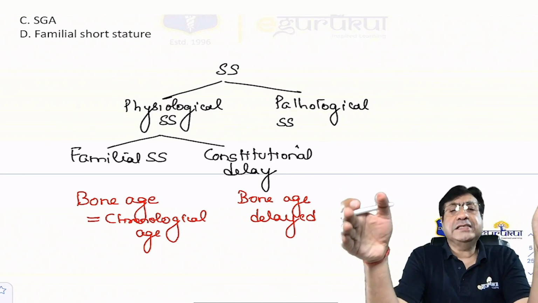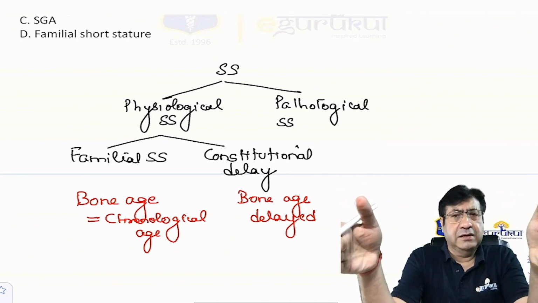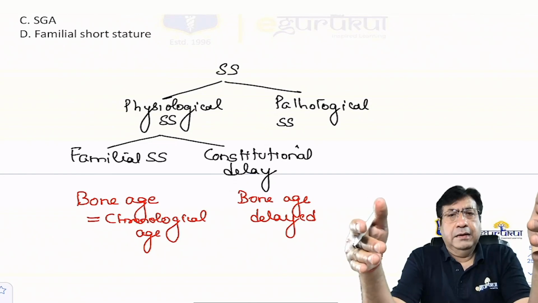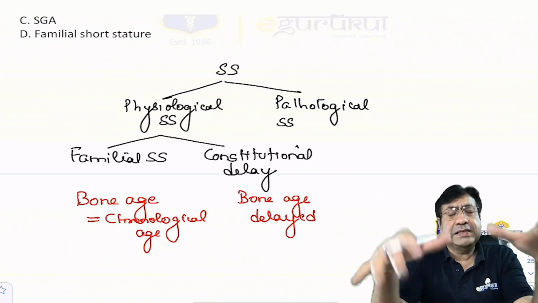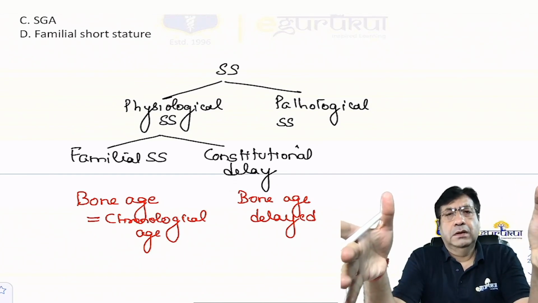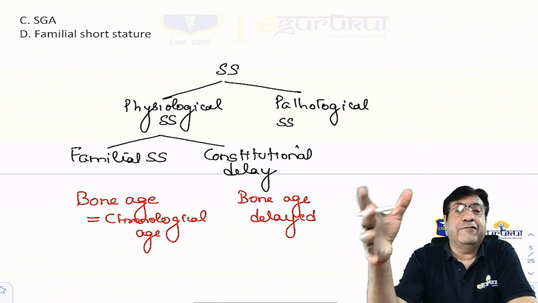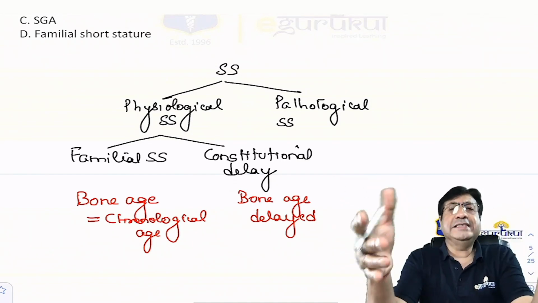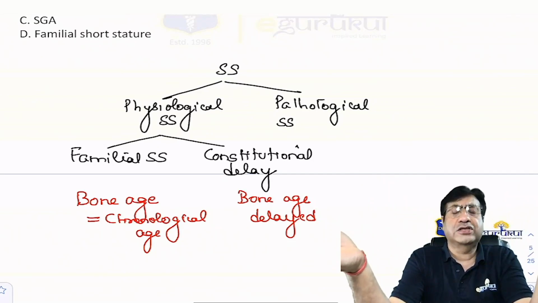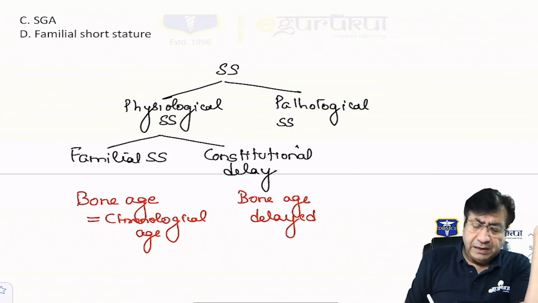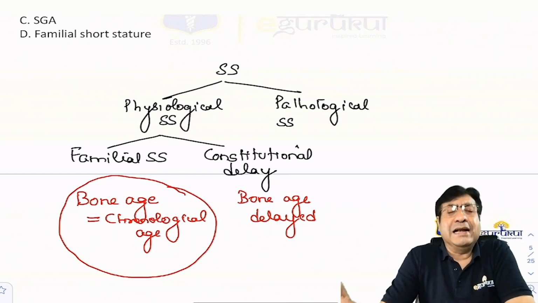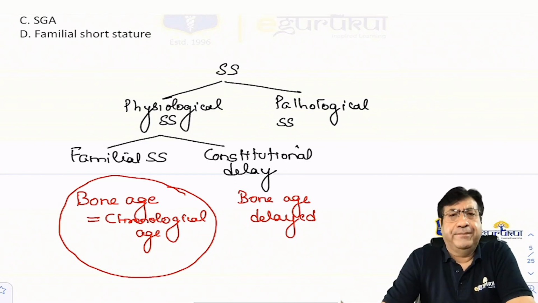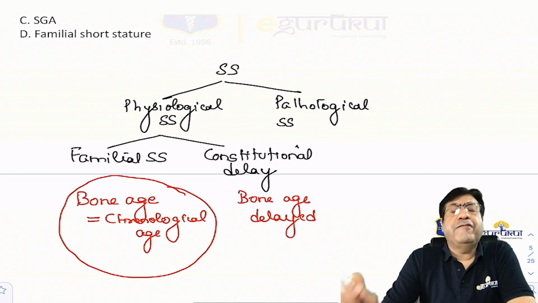The difference between the bone age and the chronological age may not be substantial in a constitutional delay. The bone age may only slightly lag behind the chronological age, but nevertheless, there is a difference. In pathological short statures, that difference is much more substantial, with bone age significantly lagging behind the chronological age. However, the only type of short stature usually in which the bone age of the child, the skeletal maturation based upon the X-ray, matches the chronological age, is the familial short stature.